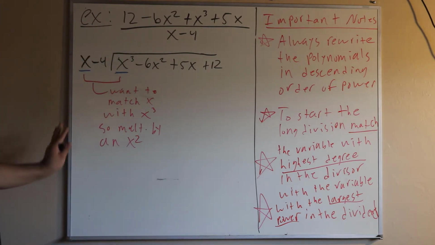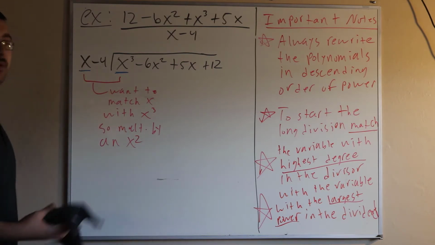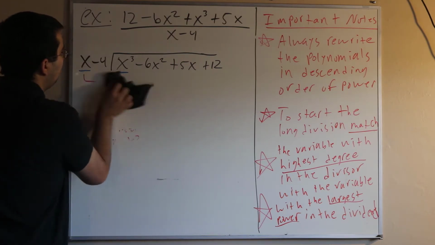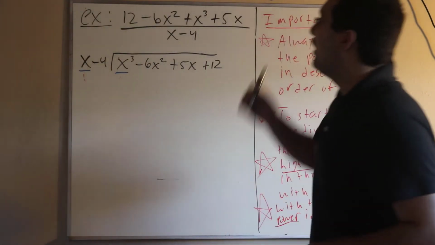So in order to do that, I'm going to erase this quick note right here. If you don't have this written down, try to write it off to the side somewhere just to understand what we're doing, but I'm going to need to erase it now. Okay then, so I want to multiply by an x squared.